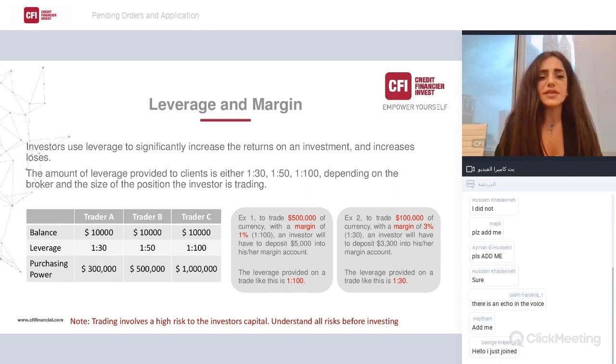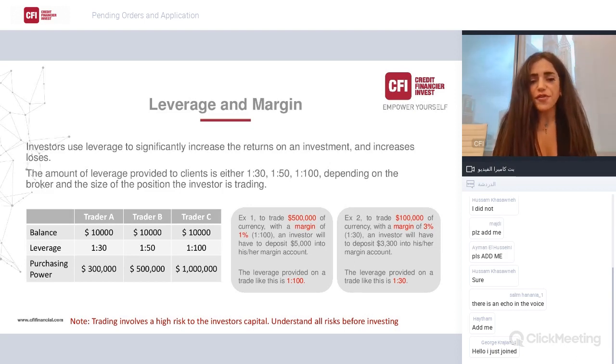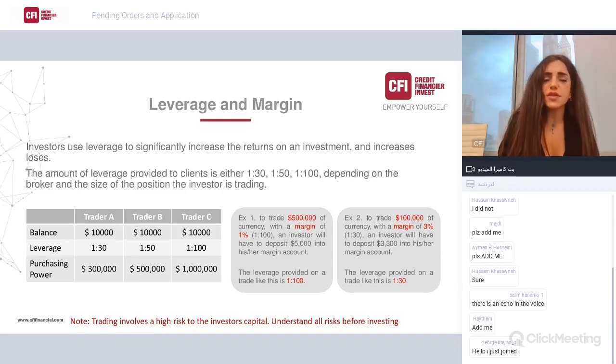We also took examples about different types of leverages. You have 1 to 30, 1 to 50, as you can see in the sheet in front of you. We took examples to see how to calculate the margin, free margin, and then the margin level. So basically, the first thing you do is you want to enter the market. Now you know the ins and outs of it, at least 20 to 30%.